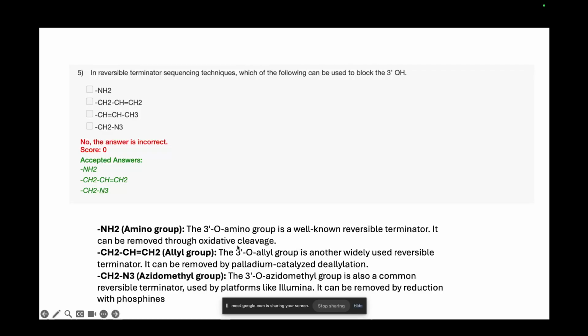It can be removed just if you oxidize that position, it will remove the amino group. This is also the 3' OH group, also reversible. It can be removed by deallylation, which is also a well-known chemical reaction. The azidomethyl group is basically used in Illumina for reversible terminator, and it can be removed by phosphines.